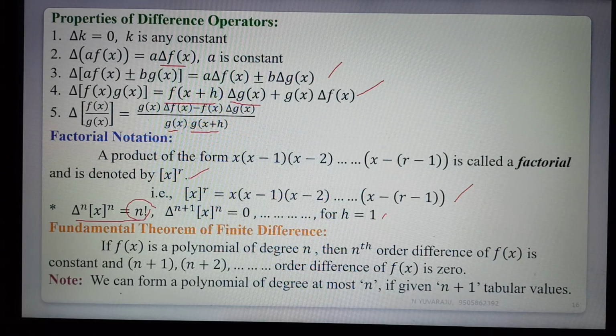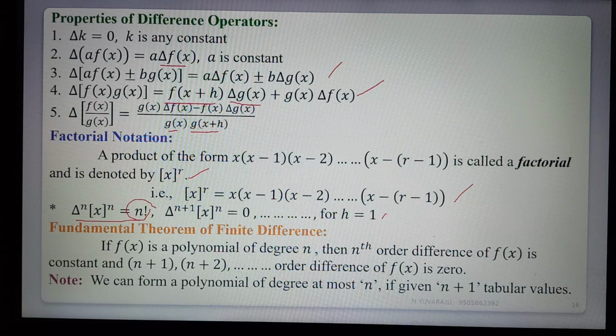So next, we can form a polynomial of degree at most n if n plus 1 table values are given. Already I told in the previous lectures, if n plus 1 table values are given, we can find only a polynomial of degree n. We cannot find degree n plus 1, since that would need one more value. For example, if 5 table values are given, we can find a polynomial of degree only 4 or 3 or 2 or 1. If 10 table values are given, we can find a polynomial of degree 9 or 8 or 7 up to so on, but it cannot exceed n. That is the fundamental theorem of finite difference.